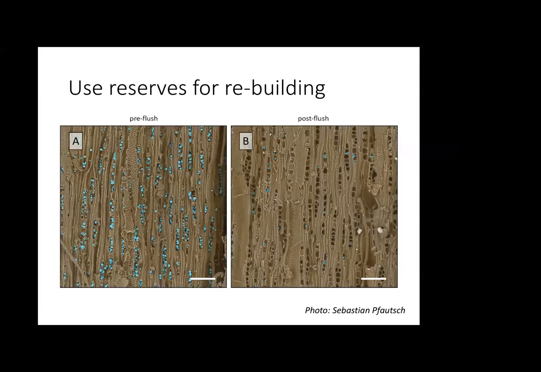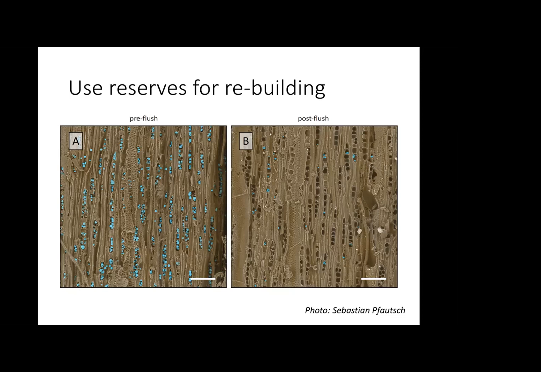These pictures are not a drought stress event, it's an insect stress event, but I think they really nicely illustrate the cost of rebuilding. These photographs were taken before and after a canopy was reflushed after an insect attack by my colleague Sebastian Pfautsch. The little blue dots are the starch granules in the sapwood of the tree, and you can see the dramatic drawdown of starch before or during that flush.